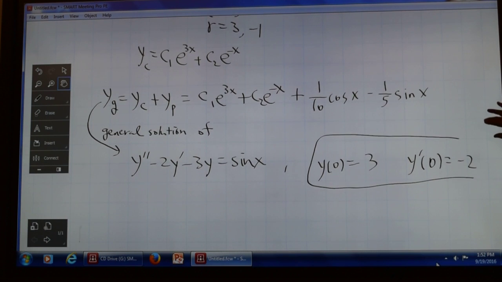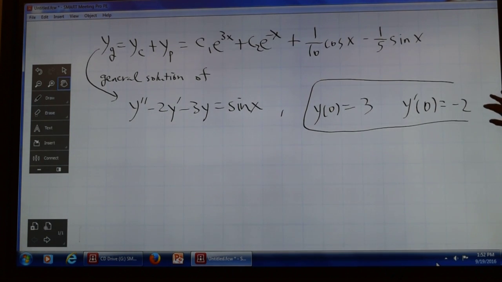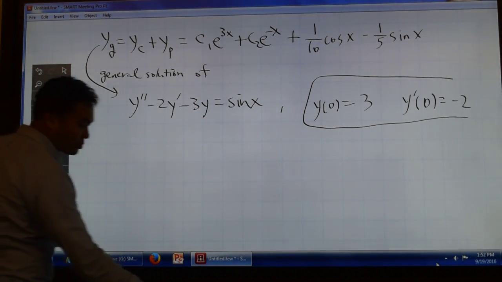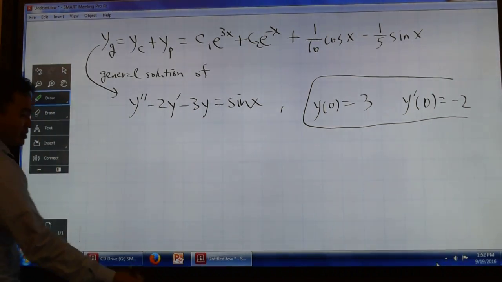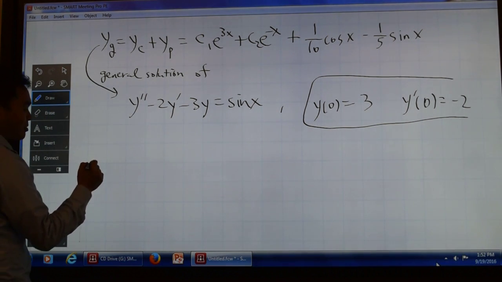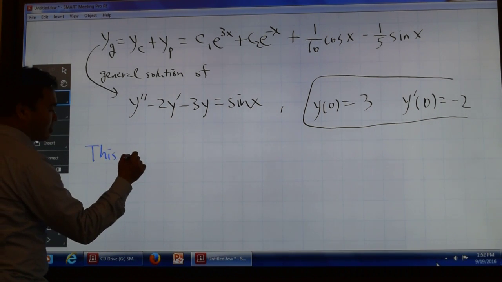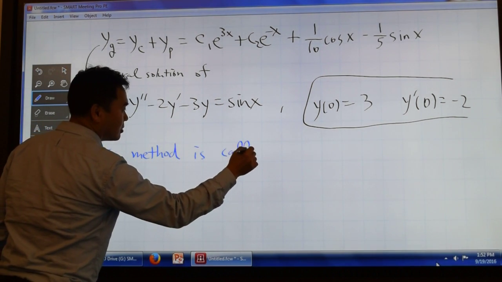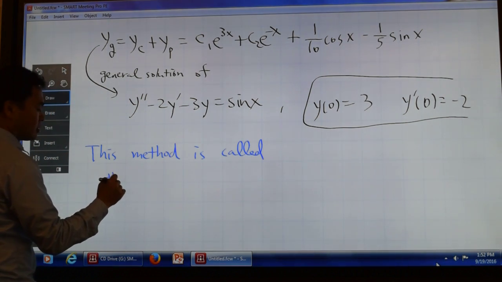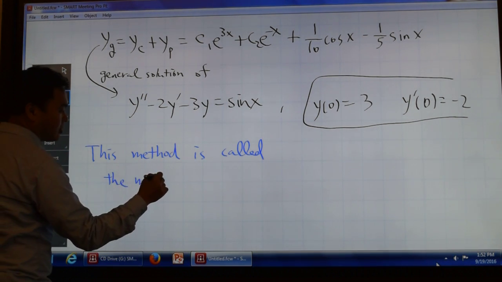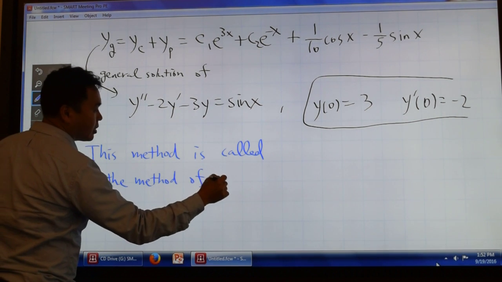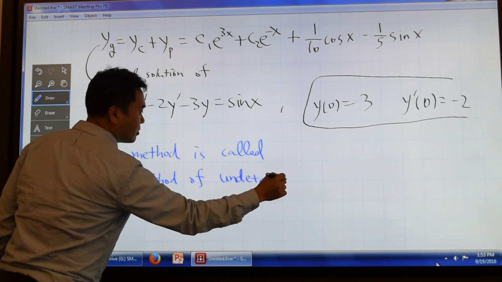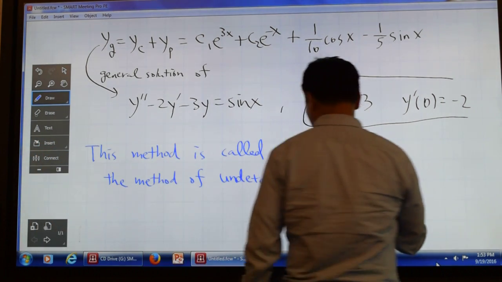Okay, so that was the review of what we call the method of undetermined coefficients. So let me write down the title after doing all this work. So this method is called the method of undetermined coefficients.